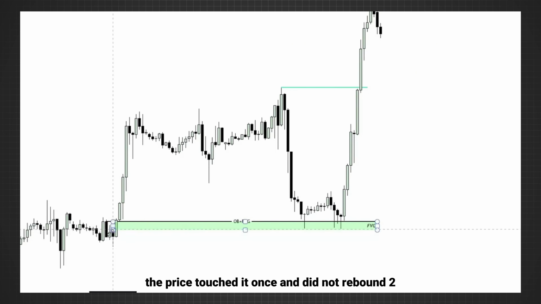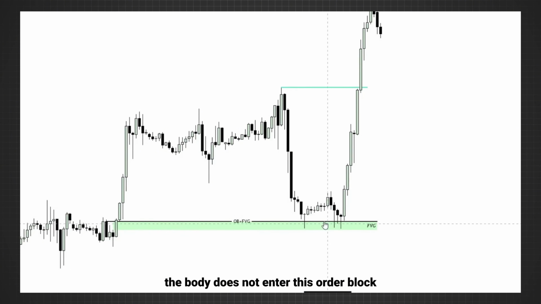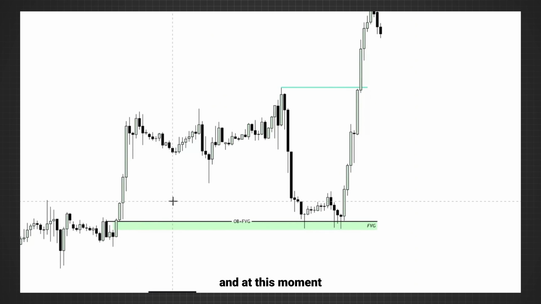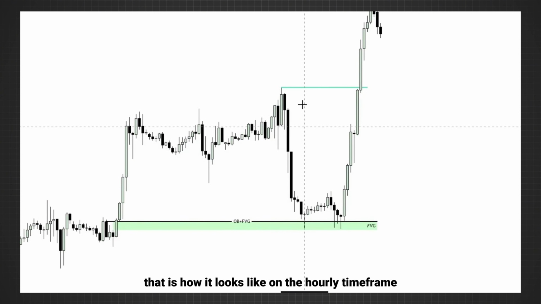The price touched it once and did not rebound 2, 3, 4. And there is not a single touch with the body. The body does not enter this order block. This indicates that this point can potentially hold, and accordingly, it will launch the price somewhere else. And at this moment, you immediately mark out a potential level where it can move. So here we have a gap, and the most interesting thing is liquidity. That is how it looks on the hourly time frame.